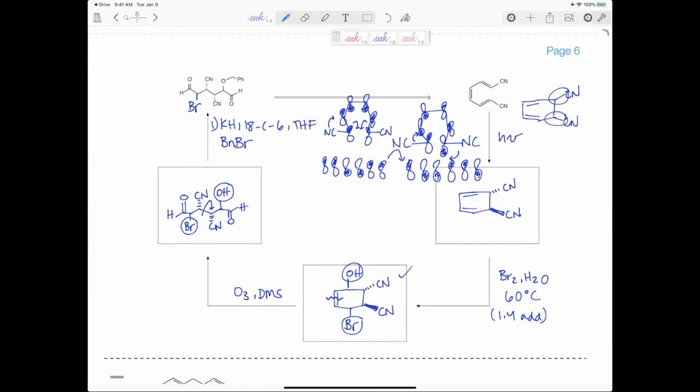This cyano group goes up, correct? And then this cyano group goes up. So it's going to be a syn addition. That's wrong because what we wanted was an anti-addition.